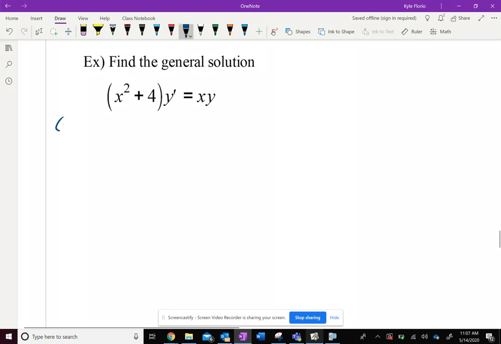Step 1, rewrite y prime as dy dx. Step 2, separate the variables. So I'm going to multiply both sides by dx.